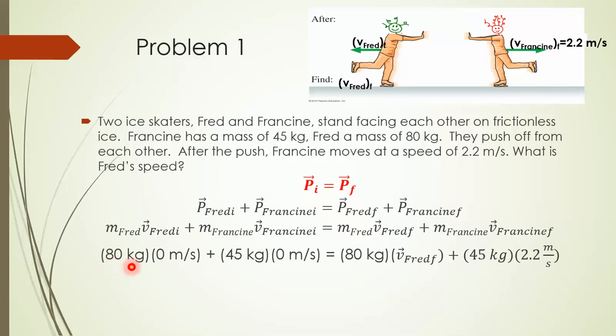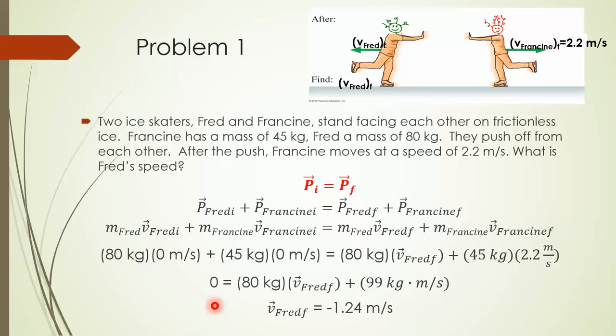We plug in what we were given. His mass was 80 kilograms. He started at rest. Her mass is 45 kilograms. She started at rest. His mass is 80 kilograms. We don't know his final velocity. That's what we're finding. Her mass is 45 kilograms. And we know she ended at 2.2 meters per second. So now we can simplify this problem. It's 0 on the left equals 80 times Fred's final velocity plus 99 kilogram meters per second. And we can rearrange it and divide and find that Fred's final velocity is negative 1.24 meters per second. The negative makes sense because they push off. He's moving to the left.